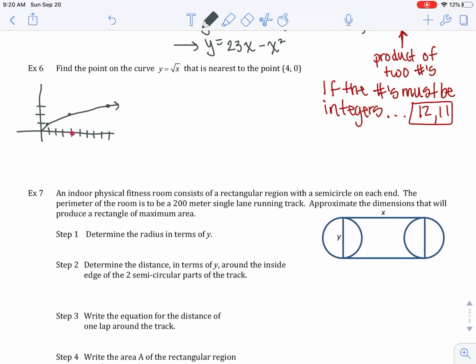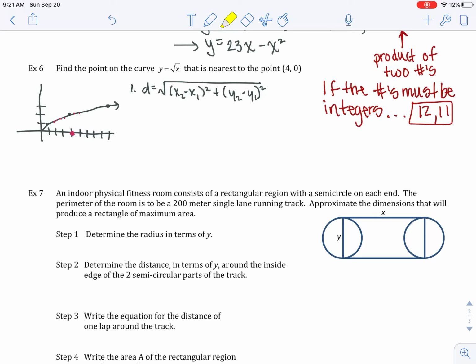Alright, so I'm trying to figure out, guys, some point that is on this curve that has the closest distance to the point (4, 0). Alright, so we're trying to find distance, so we are going to use the distance formula. So distance equals the square root of (x sub 2 minus x sub 1) squared, plus (y sub 2 minus y sub 1) squared.